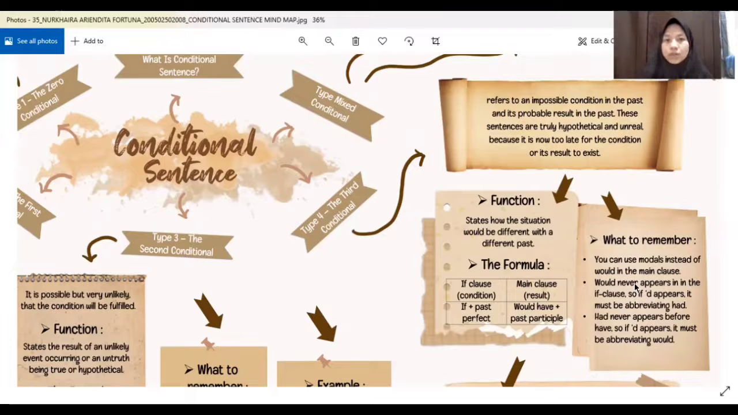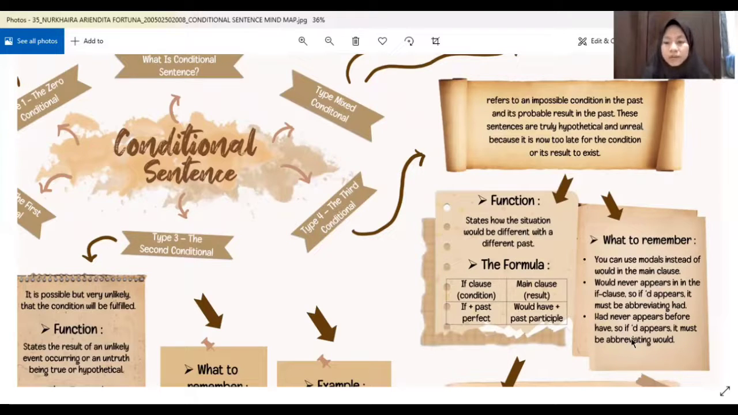We can change would by using other models. And the second one is would never appears in the if clause. So if 'd appears, it must be abbreviating had. So what we need to remember is that if there's something like this, like what I point out here, it is not would. It is the abbreviation of had, if had. And then the last thing that we need to remember is that had never appears before have.